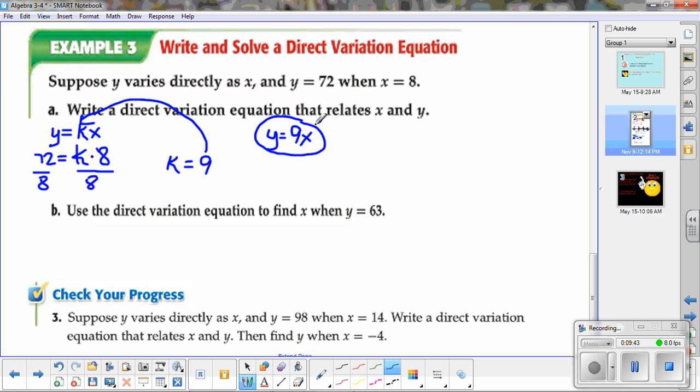So there's the equation. Now for part B, you use that direct variation equation to find x when y equals 63. So basically, we're going to plug 63 in for y. So if this was our equation, y equals 9x, and we want to find x when y equals 63, we're going to plug in 63 for y and solve it for x. To solve this for x, you would divide both sides by 9. X is going to equal 7 because 63 divided by 9 is 7.